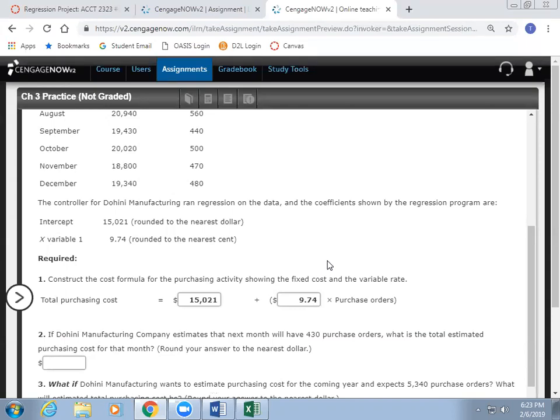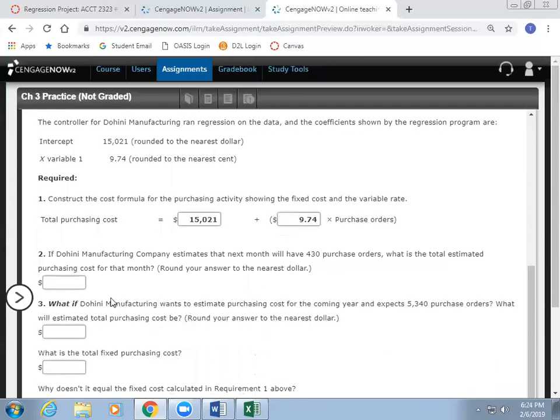You're looking at what our fixed costs were, like $13,940. Well, now our fixed costs are higher, but our unit variable cost has gone down. Well, that changes how we look at costing. So it is important to try to get the most accurate estimation. So then it kind of asks us the same questions it asked before. What if we processed 430 purchase orders? So on number 2, what is my total purchasing cost for that month if I processed 430 purchase orders?